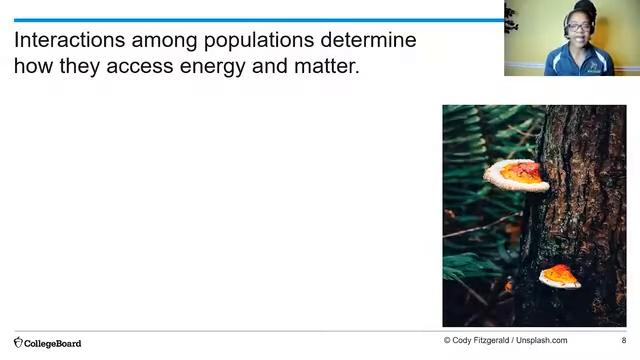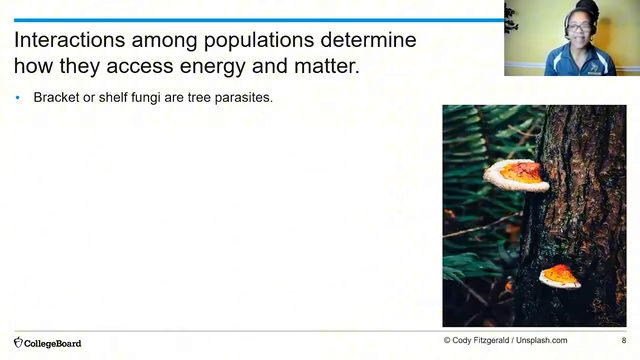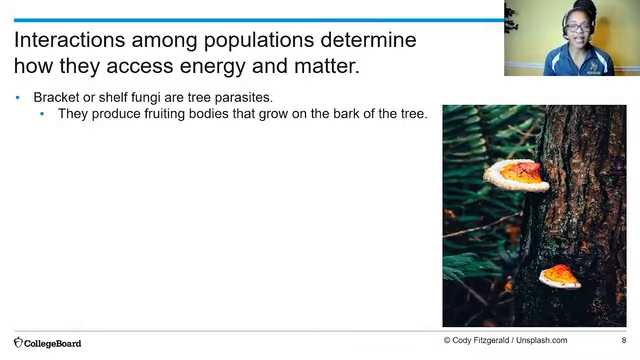So let's look at an example. Here we have an example of a shelf fungus. They're called bracket or shelf fungi, and they are a type of tree parasite. So this would definitely be an example of a negative interaction, parasitism. These fungi produce fruiting bodies that grow on the bark of the tree.